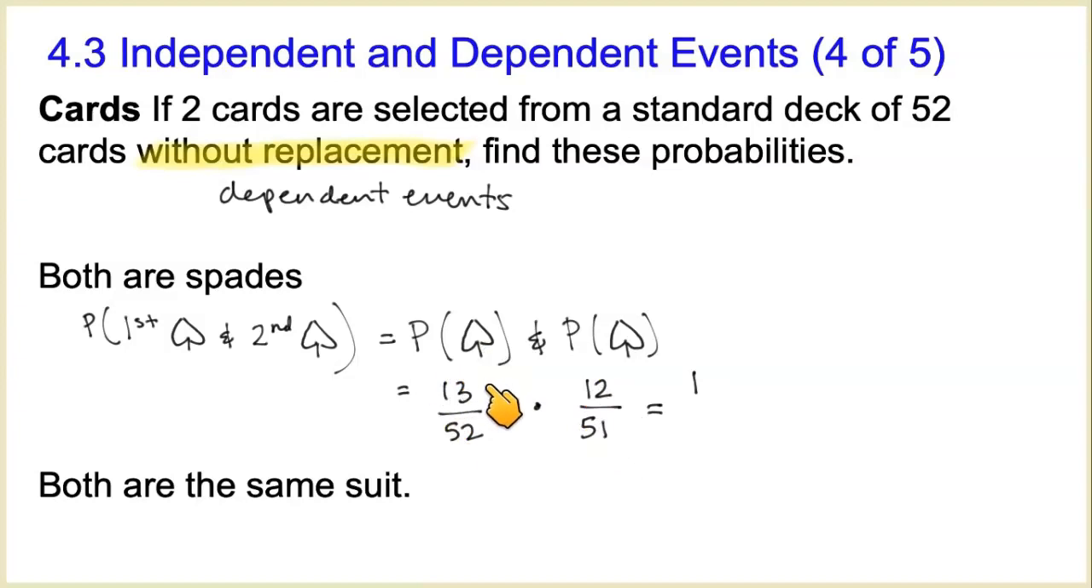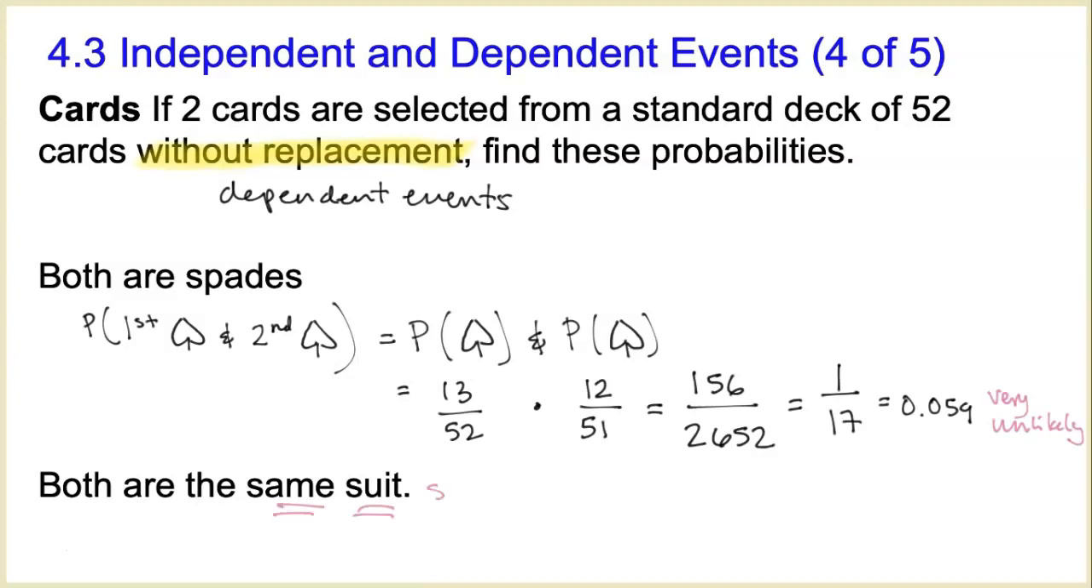Your first time, there's 13 to choose from out of the 52. If you actually chose one, that means now there's 12 out of 51 because I'm not going back and getting the same card. So when I multiply that together, of course, we're going to reduce that. There's a 1 in 17 chance, or 0.059, which is a very unlikely event.